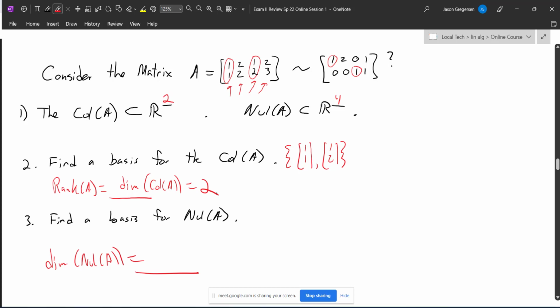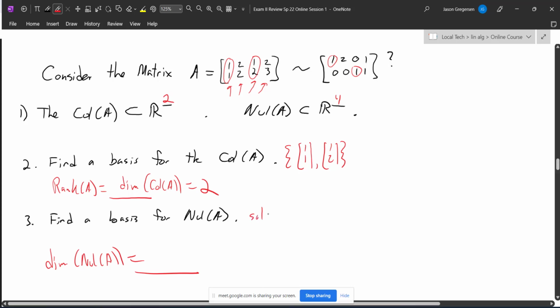And then we look at the null space. The null space is the solutions to Ax equals 0. So to find a basis, we're going to solve Ax equals 0. To do that, I would take my matrix, augment with 0 and do the row reduction. And the result would be this.